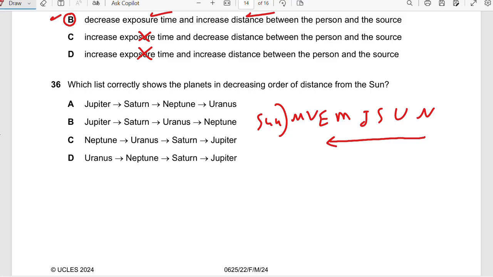Okay, which option is that? It is C. Starts with C, with Neptune, sorry. Neptune, Uranus, Saturn, and Jupiter. Please pay attention. What are they asking about? They're asking about decreasing order, which means from the furthest to the nearest. Okay, I hope it's clear.